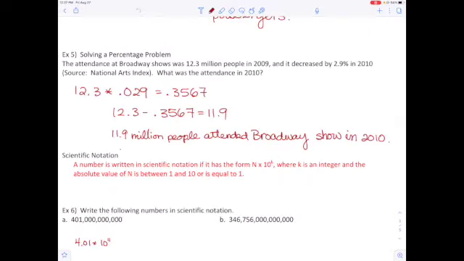For example 5, we have a percentage problem. When you're solving a percentage problem, the attendance at the Broadway show is going to be 12.3 times 0.29. That's going to be 0.3567 million people. Then when you subtract 12.3 minus 0.3567, that leaves you with 11.9. 11.9 million people attended the Broadway show in 2010.